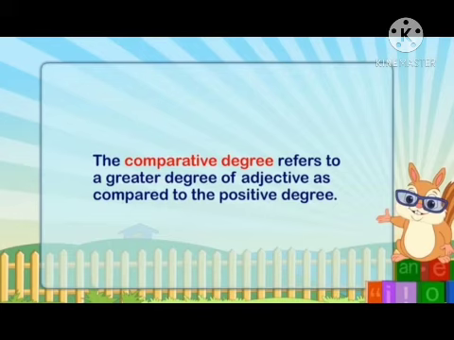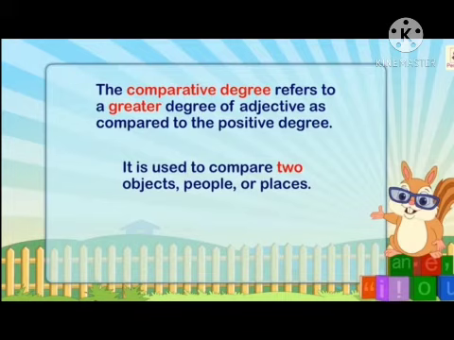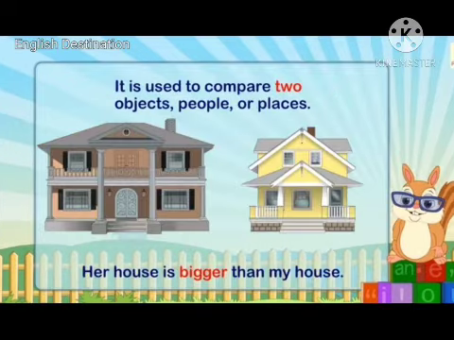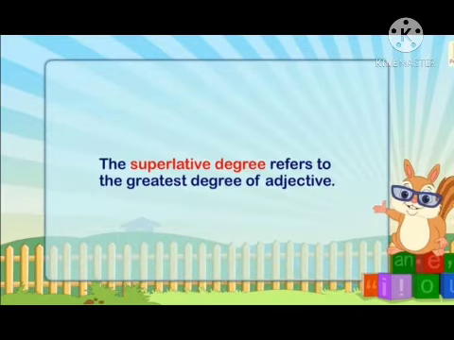Let us see the example. It is used to compare two objects, people or places, as I said. Now we will see one example. His house is bigger than my house. Here the comparison is made between two objects. So it is used to compare two objects, people or places, and it is known as the comparative degree.